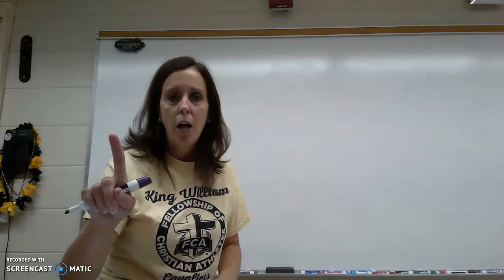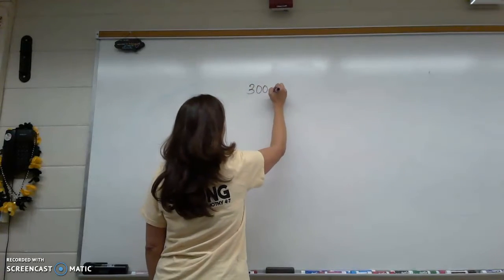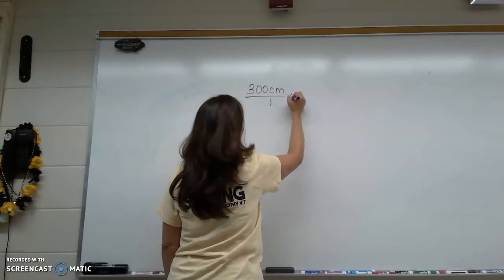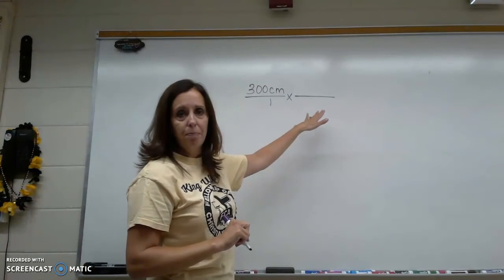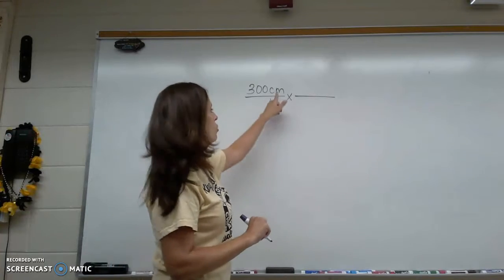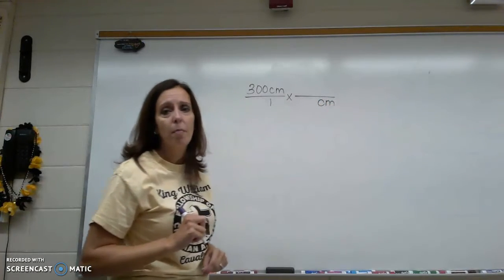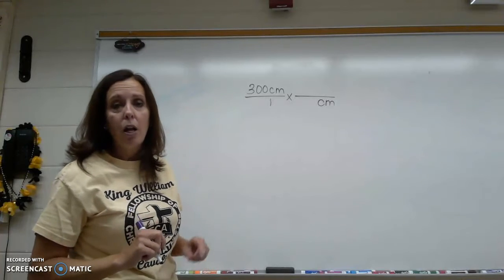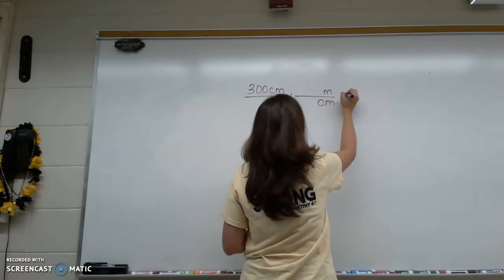Because I am a super chemist, I always take what's given and put it over 1. So I have 300 centimeters over 1. I don't want to be in centimeters, so I draw an X-Y in a line. I want to get rid of centimeters. Anything I want to get rid of goes on the bottom of the next step. Okay, so I'm getting rid of centimeters, it goes on the bottom. According to number 1, I want meters. So whatever I want goes in the top or in the numerator.